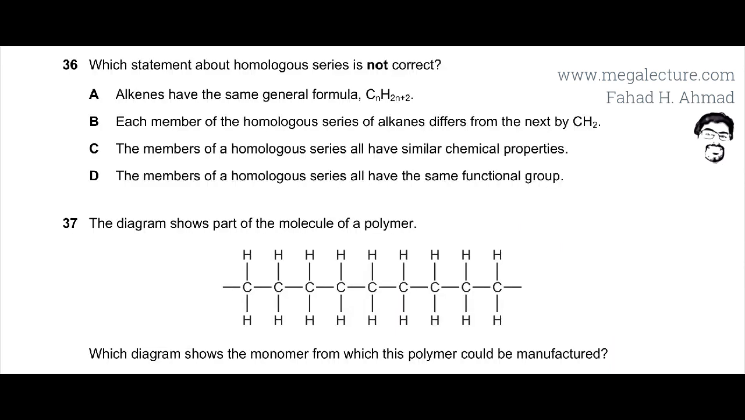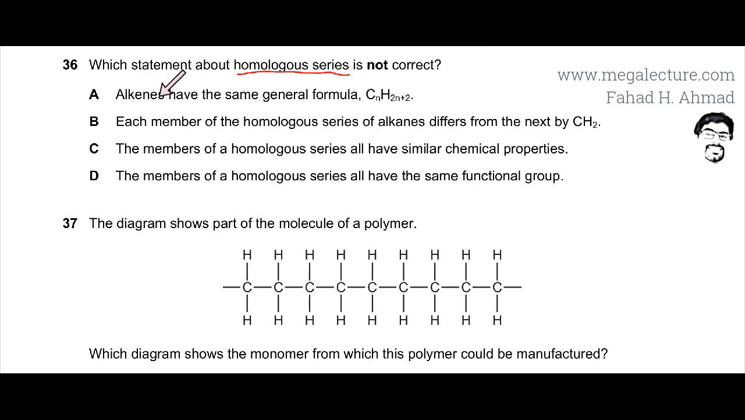The following MCQ states: which statement about homologous series is not correct? So what's a homologous series? A homologous series is a family of organic compounds that share certain chemical and physical properties, and they have the same functional groups. And so, different organic compounds are grouped according to certain similarities.